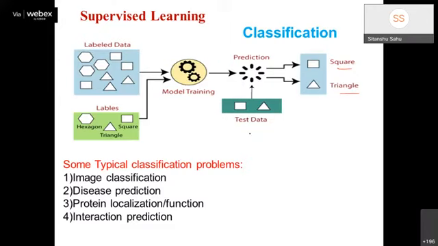Okay, so here the labels are the guide or the supervisor which supervises the learning of the model in a perfect way. So this is a classification task. We have certain labels and we try to predict the class label from unknown data, right? So we have typical examples or problems. Basically image classification, where we classify what type of image it is, and whether any specific object is present in the image. Disease prediction, whether the sample is cancerous or non-cancerous. Protein localization and function prediction, interaction predictions. Several kinds of classification tasks we perform.